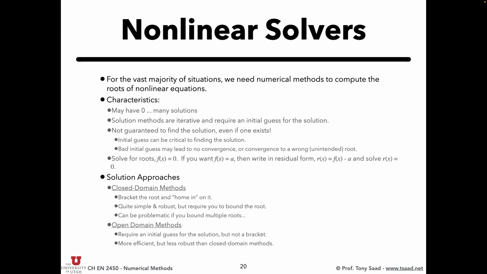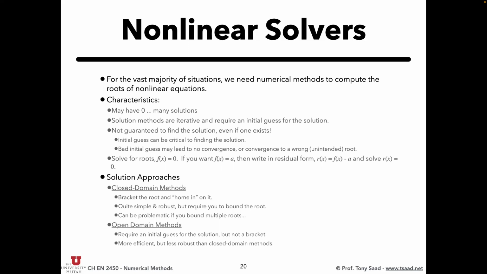There are two general classes of nonlinear solvers. There's closed domain methods and open domain methods, okay? The idea with closed domain methods is, look, I know I have an idea where my root is. It's between 0 and 2. I don't know exactly where, but it's between 0 and 2. So you set that bracket and you kind of home in on your root. Those methods are guaranteed to converge, okay, if you know your bracket right, if you're bracketing one root, okay? They're quite simple and robust, but you need to bound the root. If you have multiple roots in your bracket, it's going to be a problem.